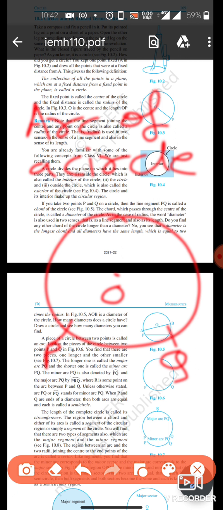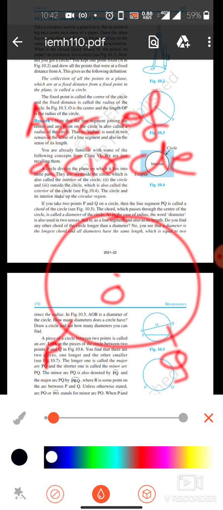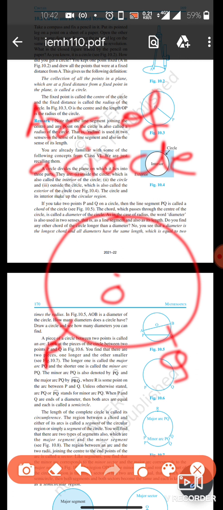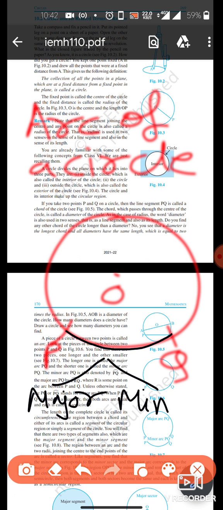So a piece of a circle between 2 points. If you observe clearly, this is your piece of a circle PQ. PQ is a piece of a circle between 2 points, that is P and Q. This is known as an arc of a circle. Now arcs are of two types: first is a major arc and second is a minor arc.